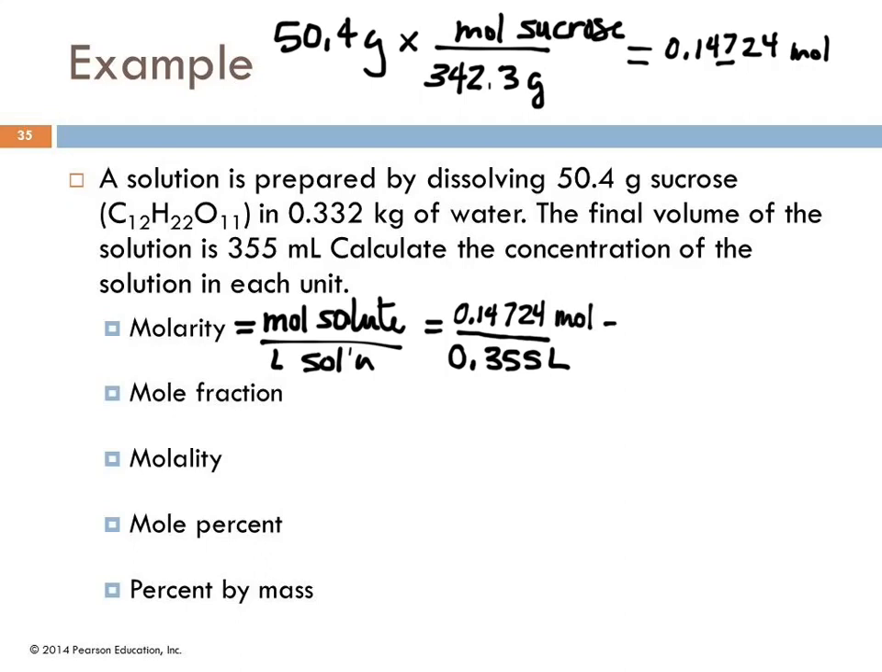Moles. So I take that number and divide it by 0.355. And now I'll round it off, 3 sig figs, 0.415 moles per liter. Or we sometimes do that as a capital M, 0.415 capital M. Molar, 0.415 molar.